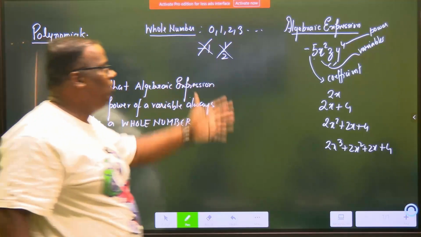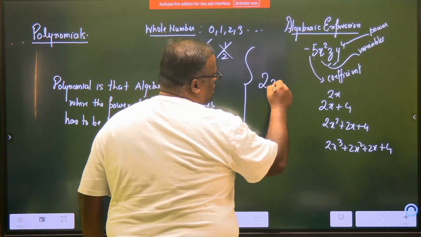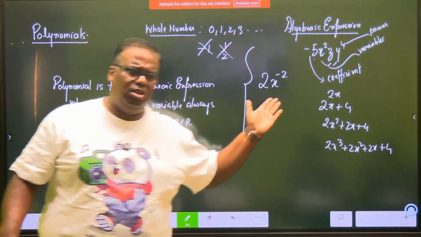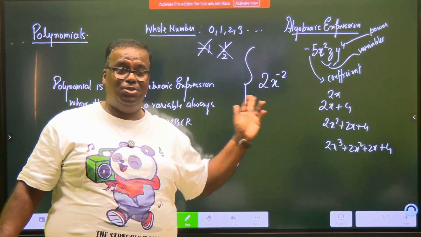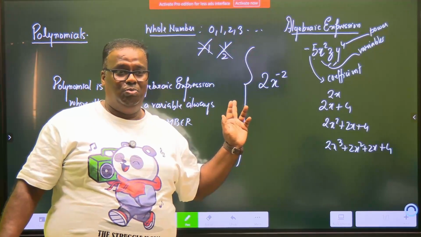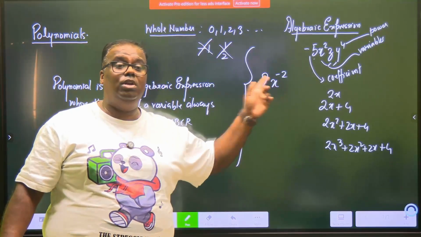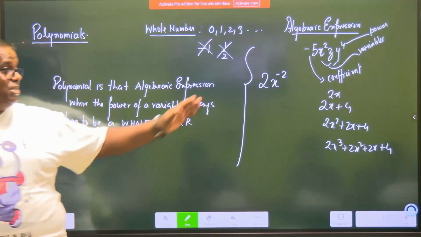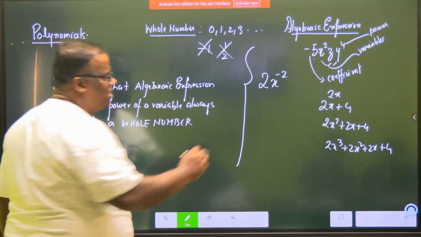So let me take one algebraic expression of grade 8. I have an algebraic expression 2x to the power -2. You must have dealt with such algebraic expressions a lot. This is the algebraic expression, this is not a polynomial. To be a polynomial, power of the variable must be a whole number. Now this will come in a lot of disguise to you. Let's see some disguise.